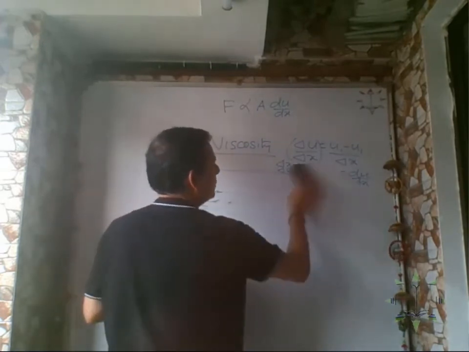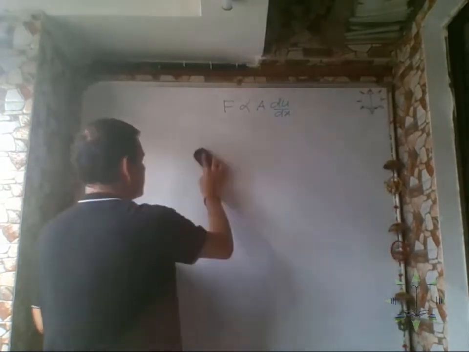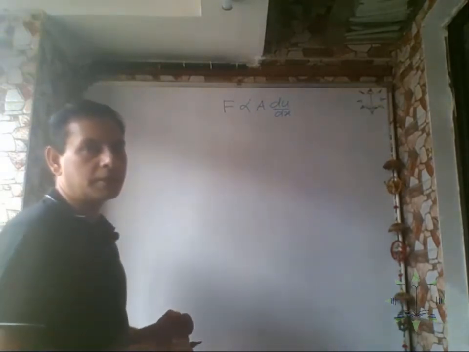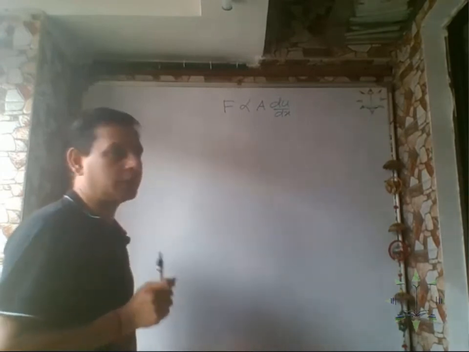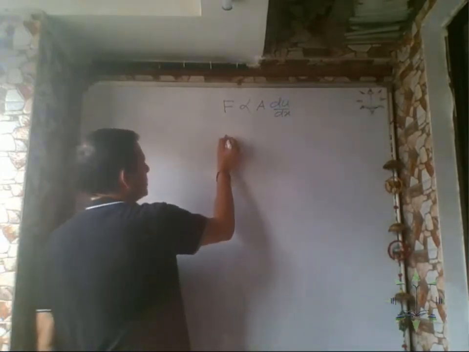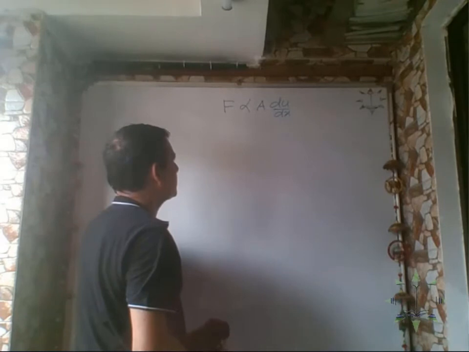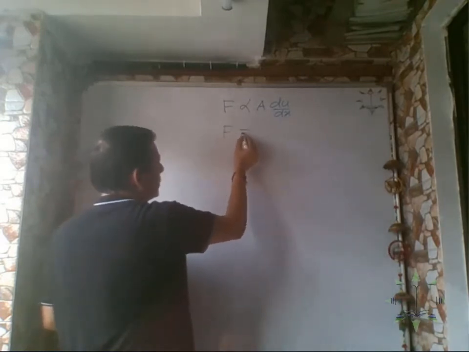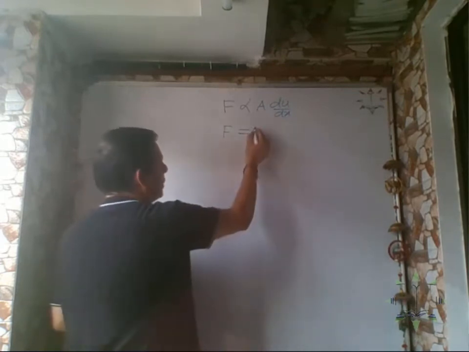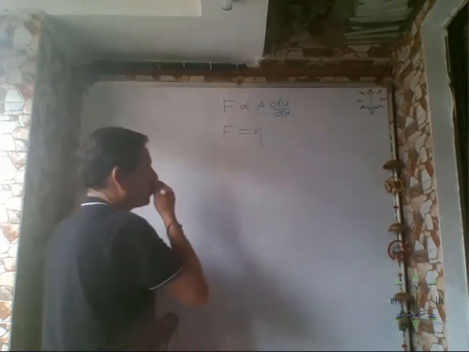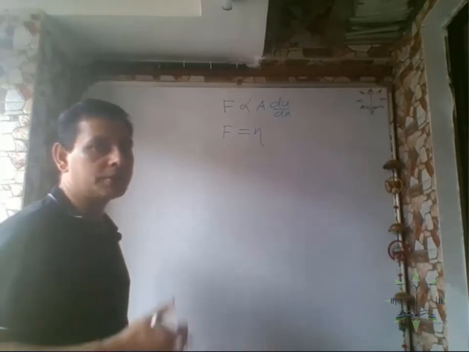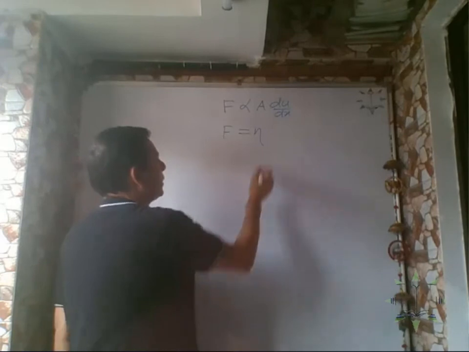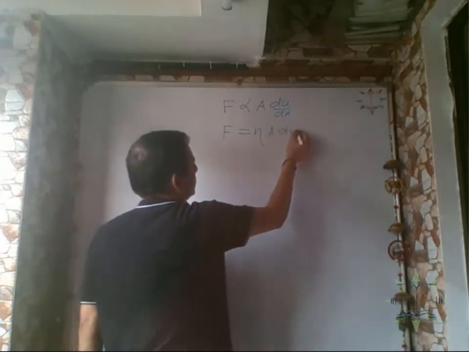Okay, to replace this constant of proportionality, let me rub it. Whenever a proportionality sign comes, to replace it we use an equal sign and a constant. Okay, so we can replace this proportionality constant by taking its equal sign and constant. So this is the replacement of proportionality sign. Wherever there is a proportionality sign, we replace it by some constant and equal sign. Okay, into A into du by dx.